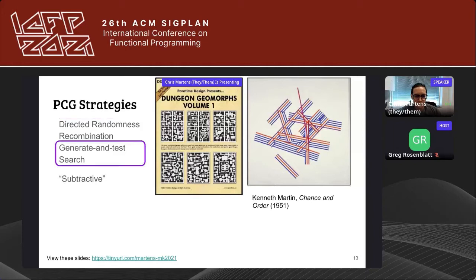Things like generate and test and search are sometimes referred to as subtractive because these are ways of saying what you don't want in the generative space. They're ways of saying, I have an evaluation function or I have a way of testing for validity of this content, and I will rule it out under certain circumstances. And then search, going through a search space and saying, okay, I'm not going to go down certain branches, I'm going to prune my search space, is also subtractive in that sense.